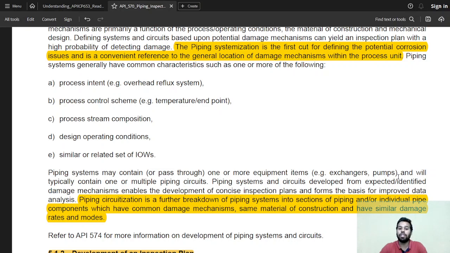Piping circuitization is a further breakdown of a piping system into sections of pipe or individual pipe components which have common damage mechanisms, the same materials of construction, and similar damage rates and damage modes. So just to make our life easier, we are dividing the pipes into different circuits and different systems. The common operating condition and common damage mechanism will be considered together, so the analysis will also be the same for all of the piping in a single circuit.